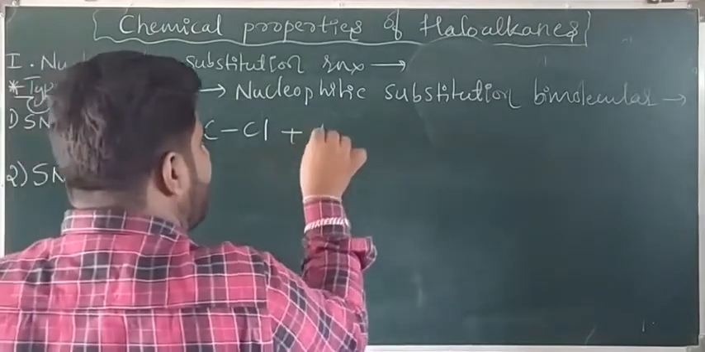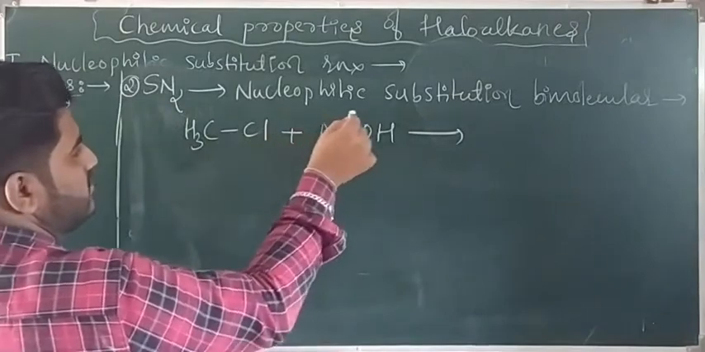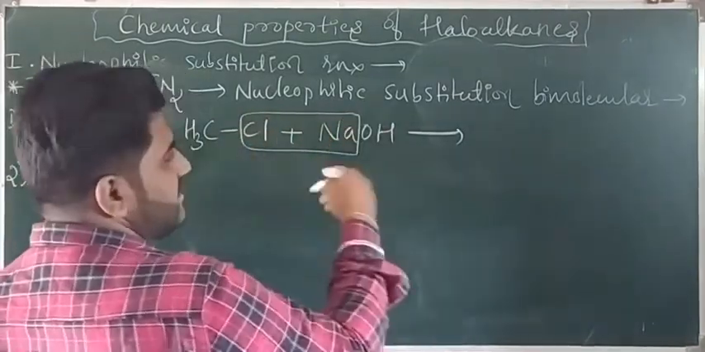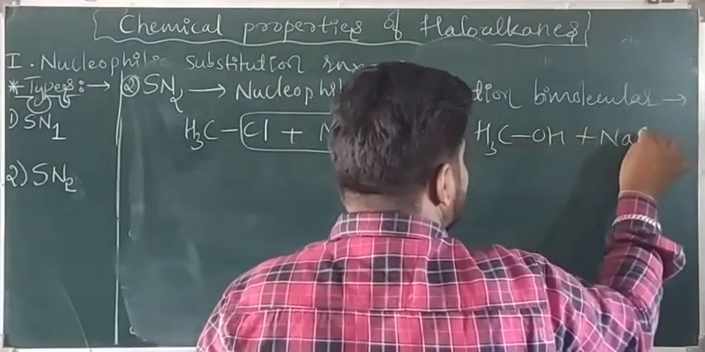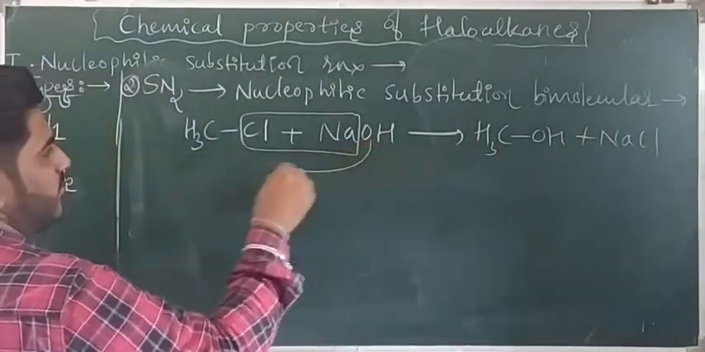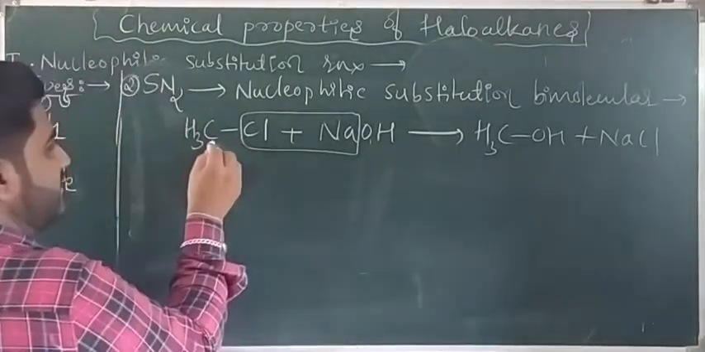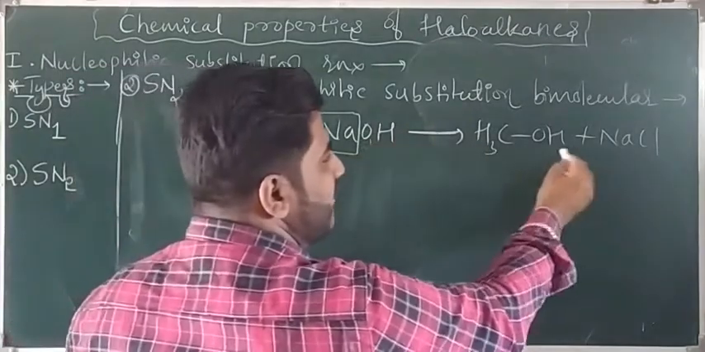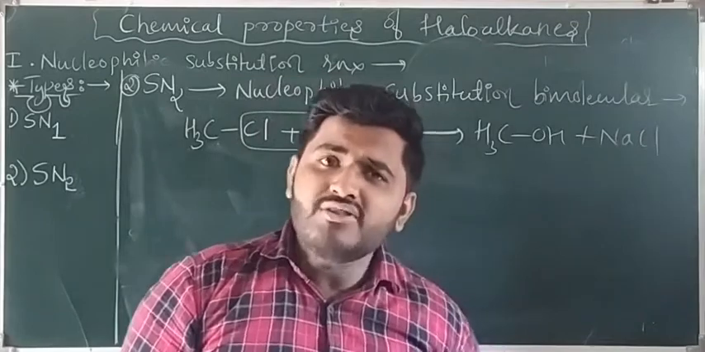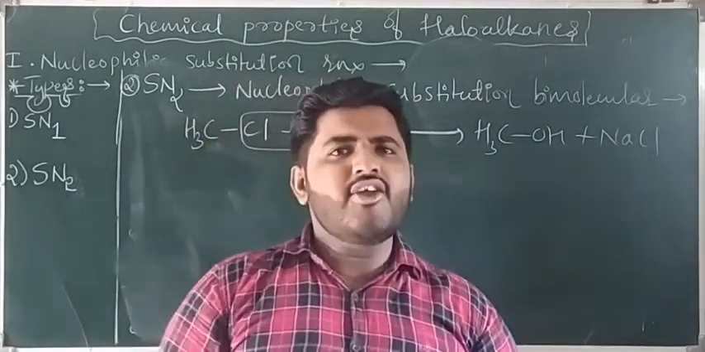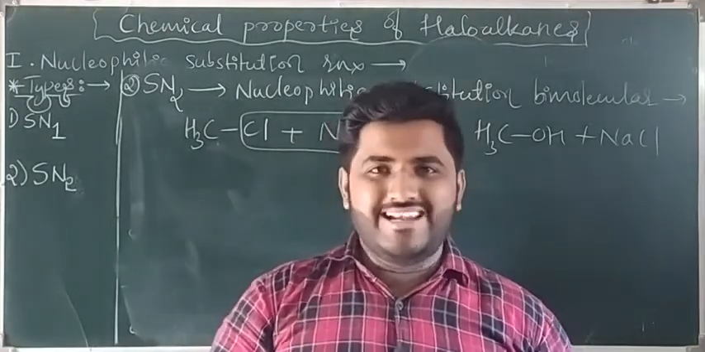When we add sodium hydroxide, nothing but an alkali, what are we getting? NaCl is eliminated and alcohol is formed, CH3OH plus NaCl. So this OH is bonded to this carbon and NaCl is eliminated. This is methyl chloride, this is sodium hydroxide, methanol, that means alcohol is formed and NaCl is eliminated. How is this reaction happening? What is the reaction pathway of this reaction? That we will study in the mechanism.